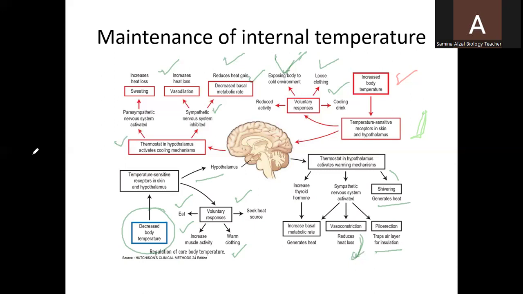Then there are increased thyroid hormones, due to which the basal metabolic rate, or the metabolic reactions taking place inside the body, will be fast. Due to this, more heat will be generated in the body, which will help to maintain the body temperature at a set point. So in this way, the maintenance of the internal environment takes place in the body.